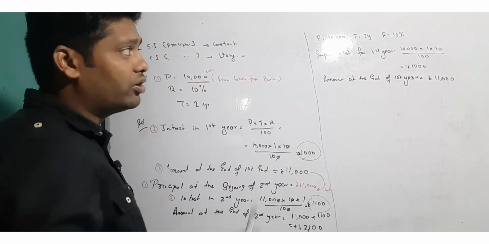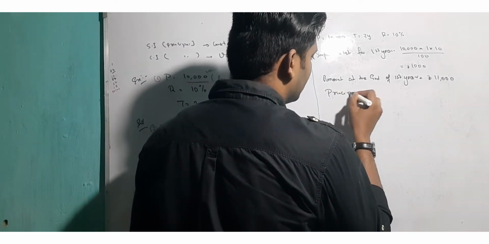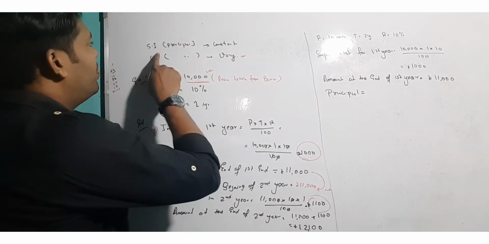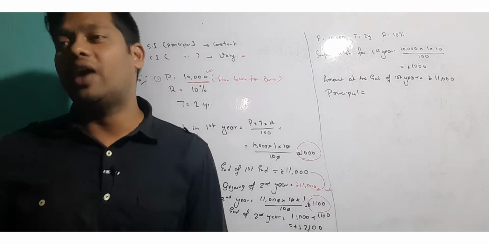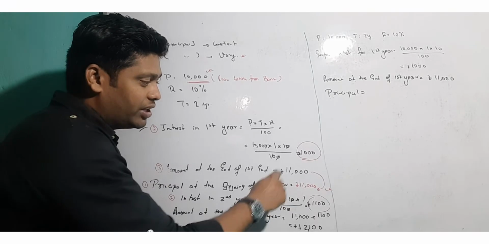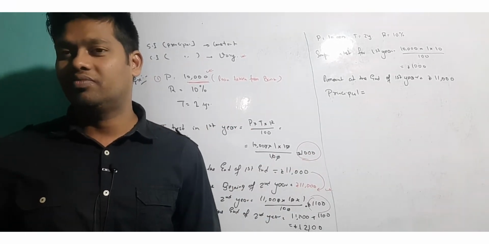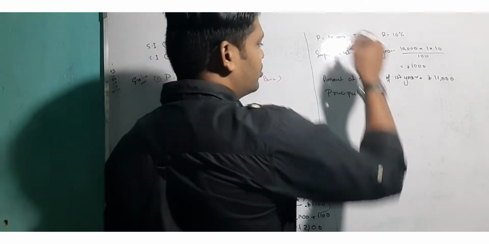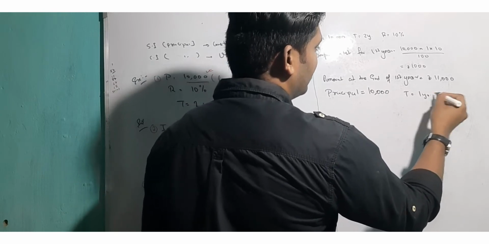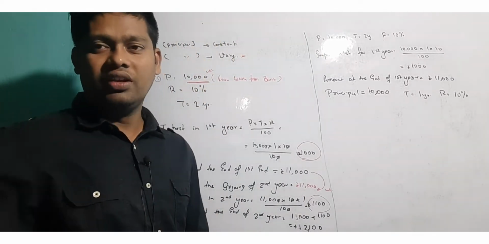Now again I have to find out the principal. Now what is the principal? 10,000. What I told you: in simple interest, the principal remains constant, it doesn't vary. I told you that in compound interest, the amount becomes the principal of the next year, but here it's not like that. The principal will be the same. That's why I told you I will show you this. So the principal is always 10,000 only, the time period is 1 year, and the rate is 10%. Clear?